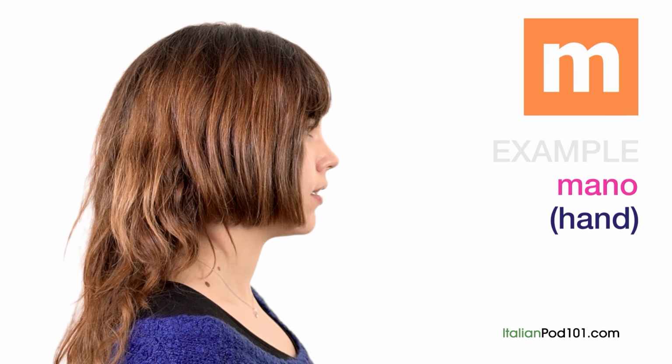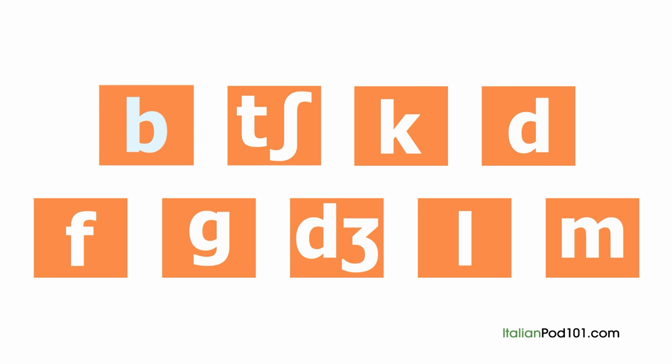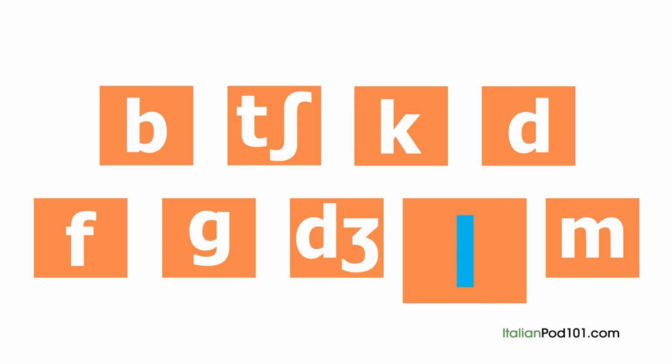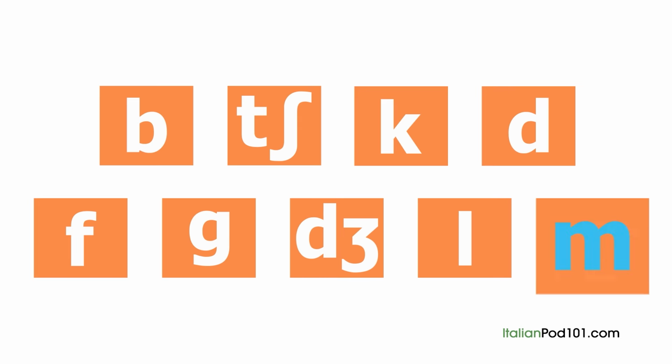Well done! You just learned your first 9 Italian consonants. b, ch, k, d, g, j, l, m. In the next lesson, you'll learn 10 more consonant sounds that are identical to the ones in English.